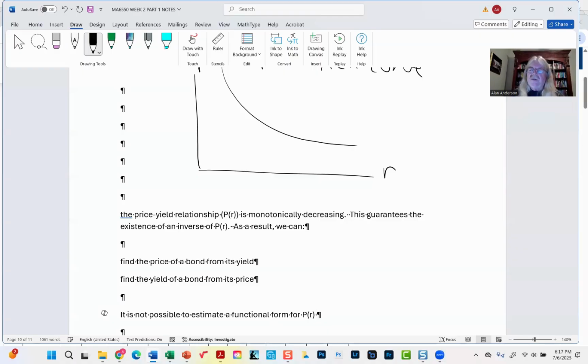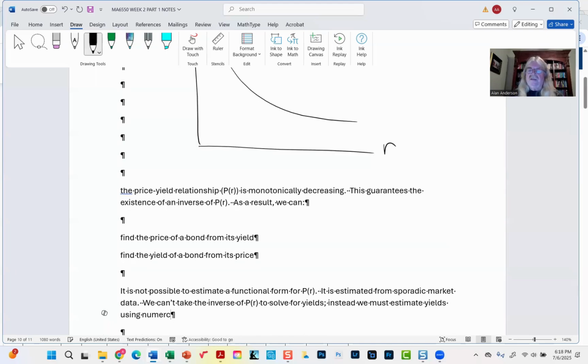It has to be sort of estimated from sporadic, let's say, market data. So we can't take the inverse of P of R to solve for yields. Instead, we must estimate it. We must estimate yields using numerical methods, specifically root finding techniques.